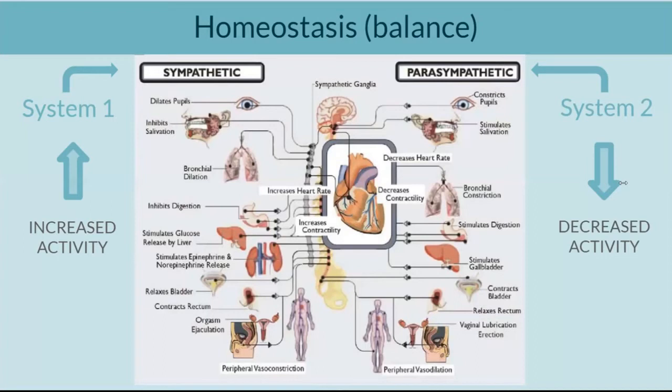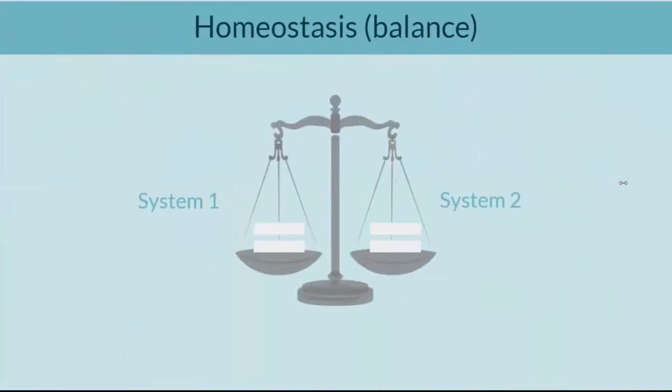And our automatic systems manage these states. And it is the balance between system 1 and system 2 that is called homeostasis. In other words, balance. But how are these stressed and relaxed states managed?